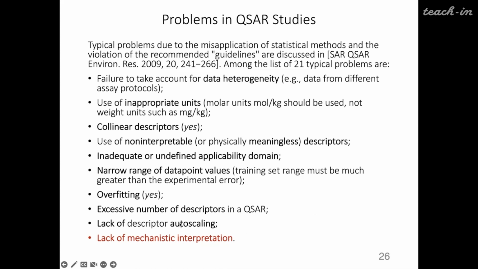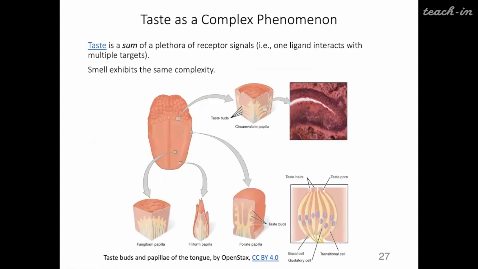Sometimes we need to perform autoscaling, of course, and should limit the number of descriptors. So now I would like to discuss the related field of chemometrics that I've mentioned in the previous lesson on linear free energy relationships.